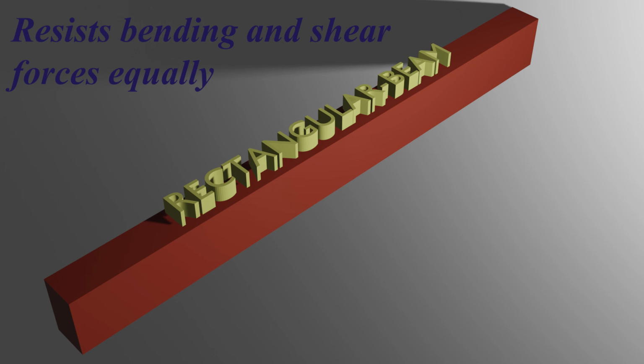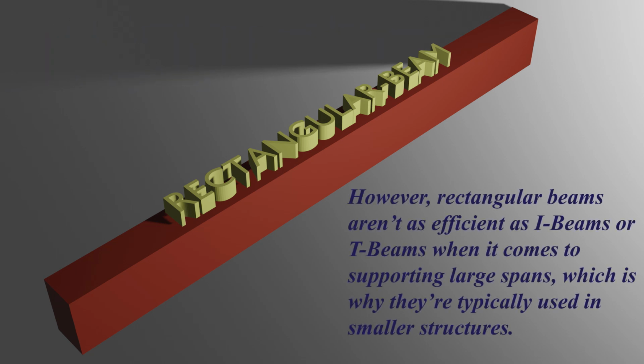Because of its straightforward shape, rectangular beams are commonly used in residential and commercial buildings, especially in areas where aesthetic or architectural considerations come into play. However, rectangular beams aren't as efficient as I-beams or T-beams when it comes to supporting large spans, which is why they're typically used in smaller structures.